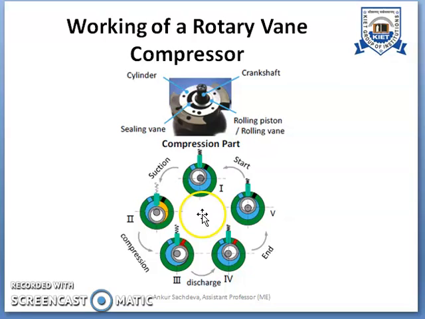And as the rotor rotates, the refrigerant gets compressed from low pressure, low temperature condition to high pressure, high temperature condition. The rest we will discuss in the next lecture.